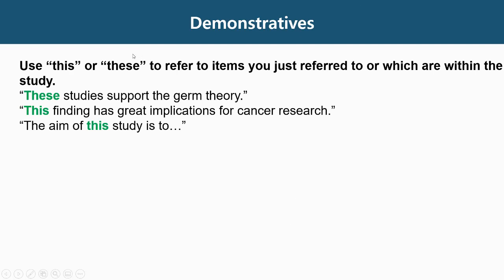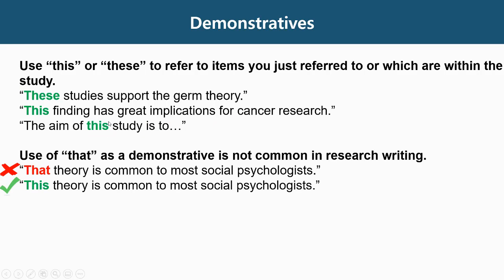Okay, so demonstratives have similar rules, but I want to talk to you about how they can be used incorrectly or correctly in research articles. So use this or these to refer to items that you referred to or that are within the study. These studies support the germ theory. This finding has great implications. The aim of this study, so instead of using that, don't use that.